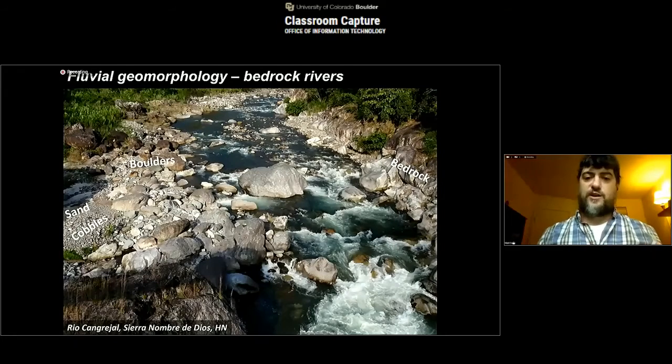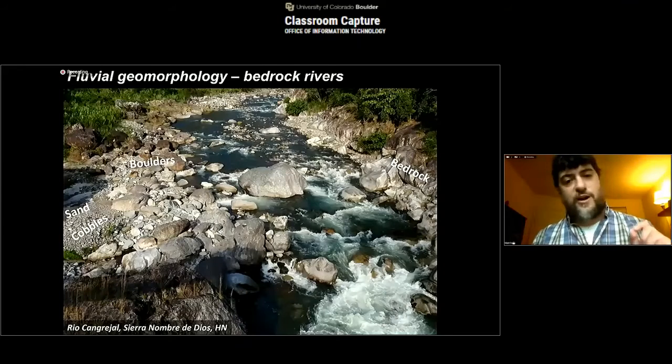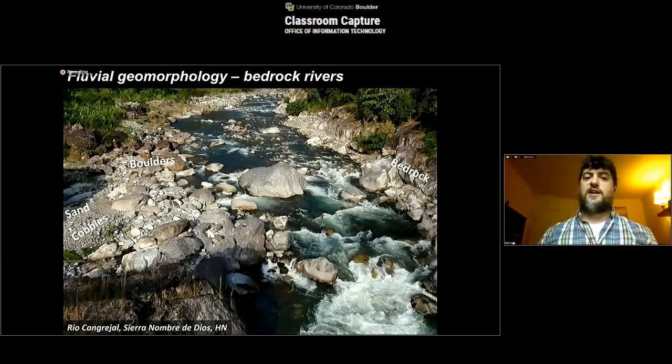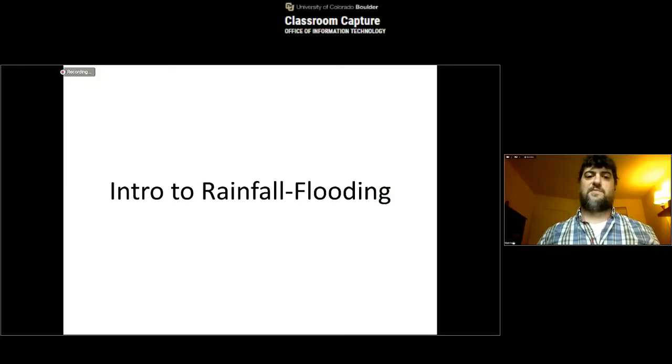The other thing I'd like to point out in this picture is that you can see that currently this beautiful blue river is not actually transporting very much sediment. If it were, it would be much murkier looking. It would be probably brown or gray, and that tells us that we really need to understand extreme events that are not common, to understand the long-term evolution of these systems.